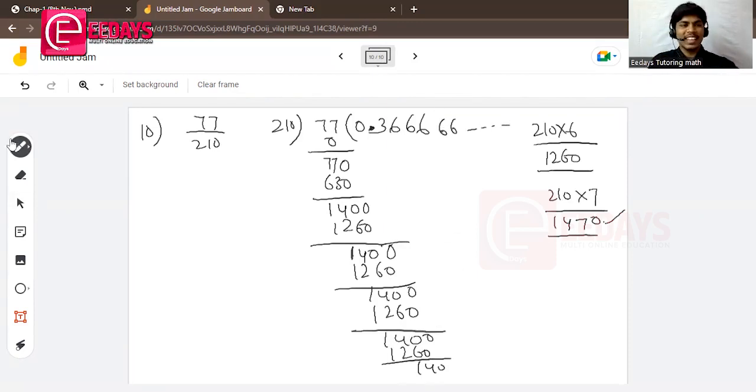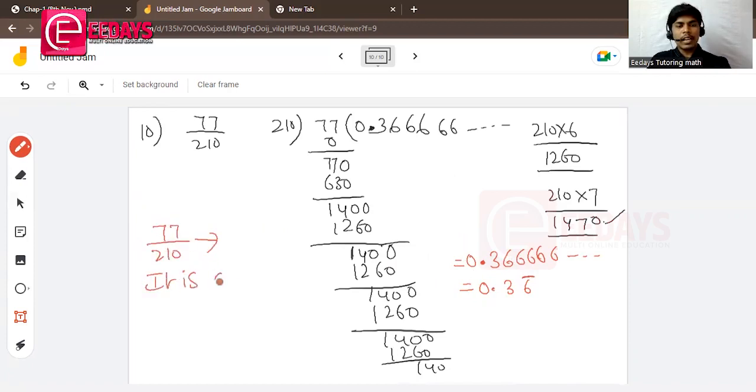Okay. So this is the new question, I think. We are getting the answer 0.36 bar. The 6, 6, 6 is continuing like this, so we can put a bar on 6. If we put the bar on 6, the question 77 by 210 is confirmed as a non-terminating decimal. I hope everyone understood. All right.